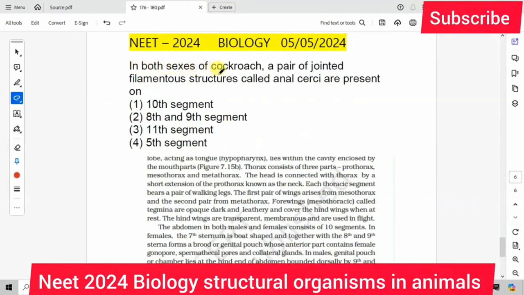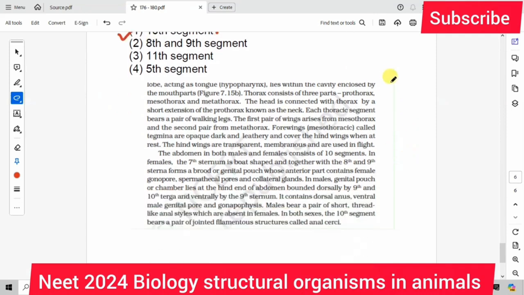In both sexes of cockroach, a pair of jointed filamentous structures called anal cirri are present on. Option 1 is the answer, 10th segment. They are present on the 10th segment. And the NCERT information is here from the chapter known as structural organisation in animals.